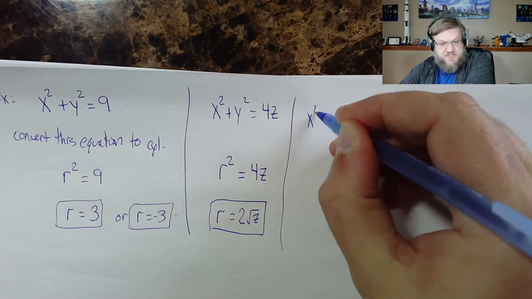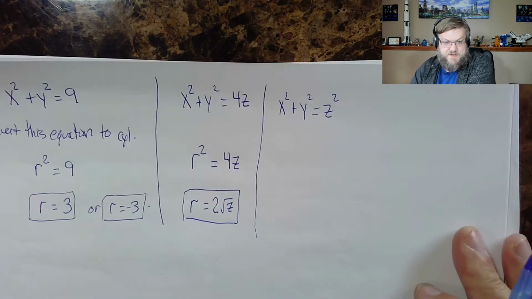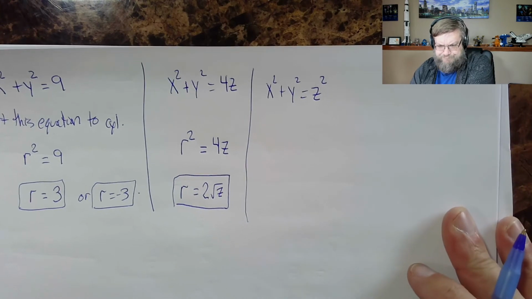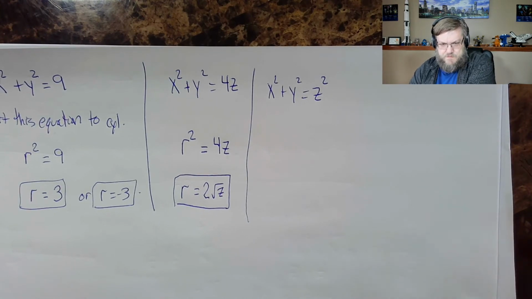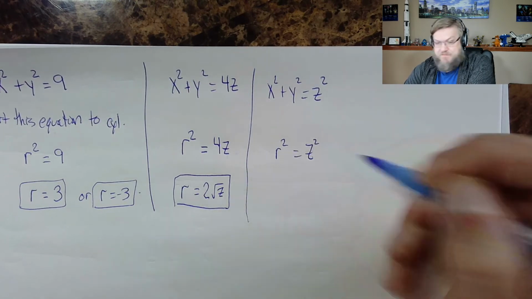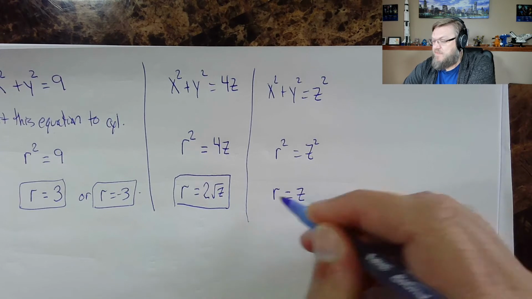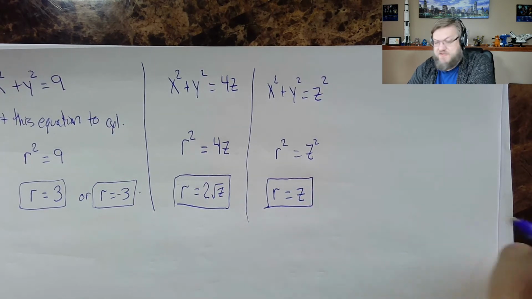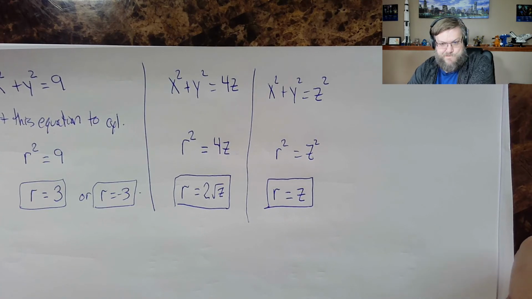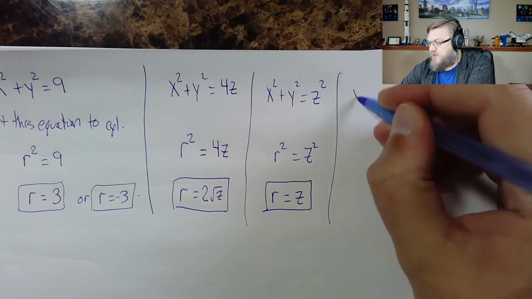How about this one? x squared plus y squared equals z squared. This is a cone. Well, this would end up being r squared equals z squared. And again, you can take the square root to get r equals z. You can get plus or minus z. Either one of those is fine. So you get here r is z.